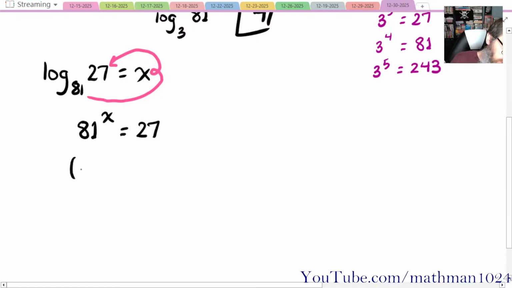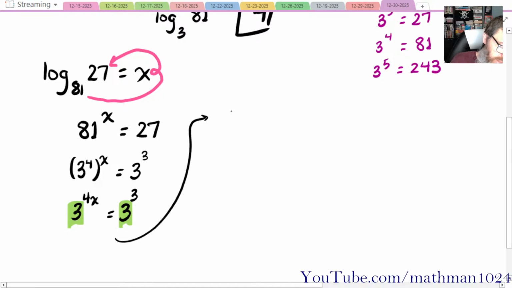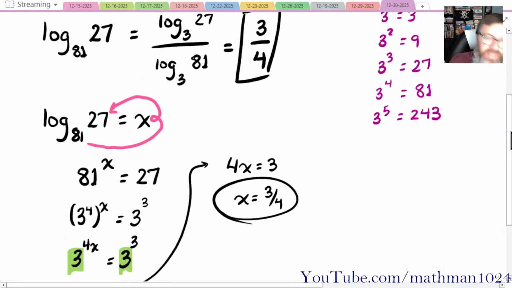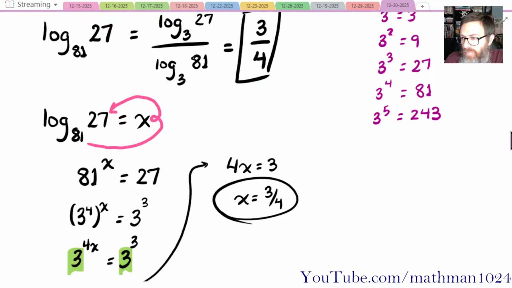So 81 is 3 to the 4th power raised to the x. 27 is 3 to the 3rd. All right, so power to power means we multiply. And now these have the same base. So we end up with 4x equals 3. Divide both sides by 4, and you end up with 3/4, which, not surprisingly, is the same answer that we had the first time we did it. Yeah, and so it's working with logarithms.